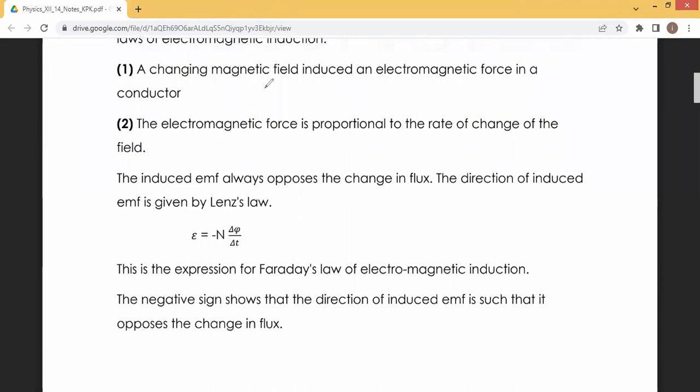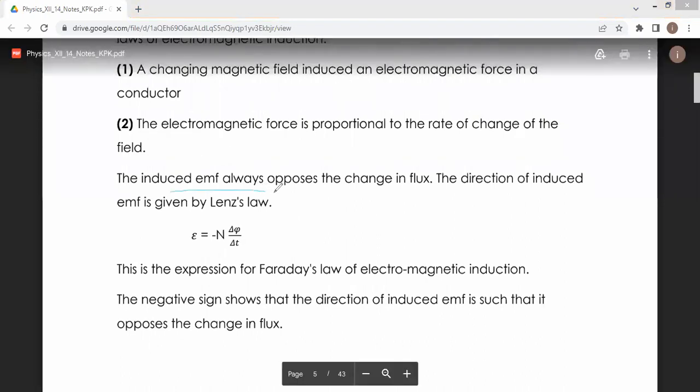So what is basically Lenz's law? The induced EMF always opposes the change in flux. Okay, so this is just like the resistance. It is the negative of the rate of change of field lines, or the flux. So the direction of induced EMF is given by Lenz's law.